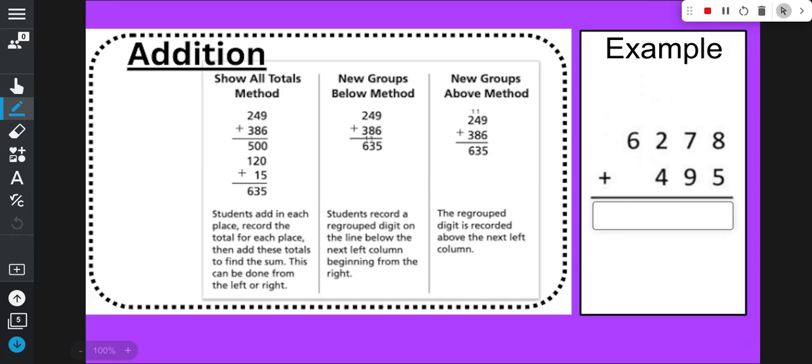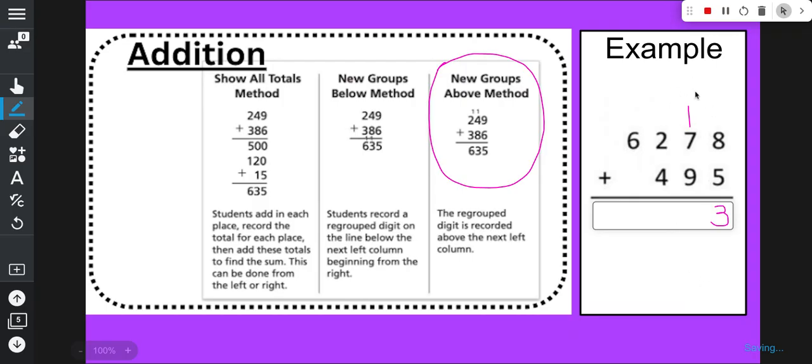The next thing we're going to talk about is addition. There are many different methods that we can utilize to get to adding large place values. The new groups above method is one of the most common methods that we use in adding big numbers. Let's practice that method with our example. If I did 8 plus 5, I'm going to get 13. I bring the 3 down. I regroup my tens digit to the next place value.